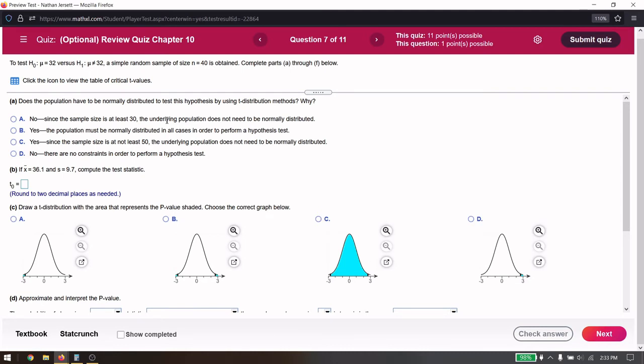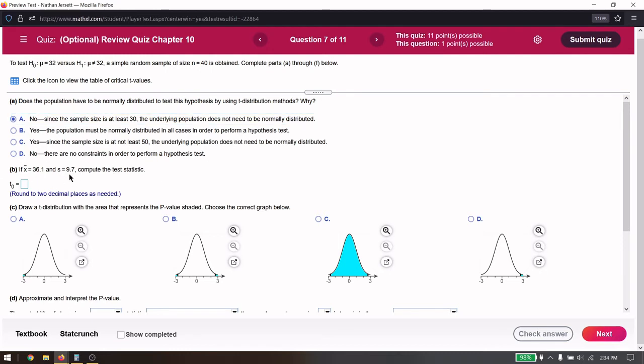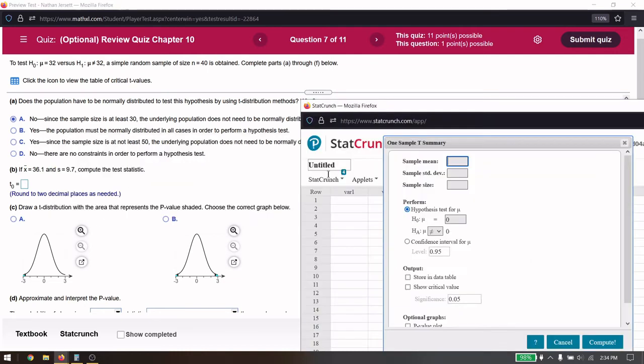Does the population have to be normally distributed to test the hypothesis by using t-distribution methods? No, because the sample size is 40. If the sample size is greater than 30, then that means it's going to be approximately normal. So no, since the sample size is at least 30, it does not need to be normally distributed. All right, with that done, now we have our mean and standard deviation. That's what I was looking for last time before I started doing stuff. All right, so the mean is 36.1, standard deviation is 9.7, and the sample size is 40.